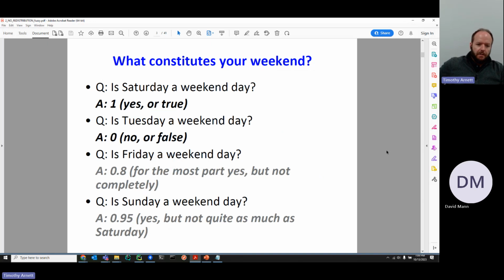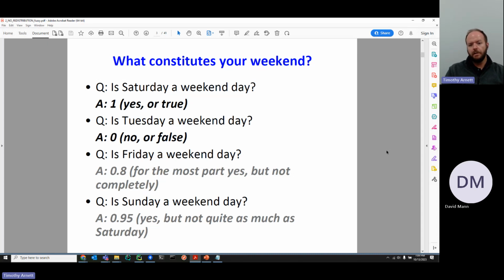So fuzzy logic, as I mentioned before, is an extension of Boolean or classical set logic, where instead of things just belonging to a set or not, a binary option of yes or no, fuzzy allows you to have higher order representations of that, so you can have a scale from 0 to 1 of membership in a set. One example that gets used quite a bit is what constitutes a weekend in terms of the days.